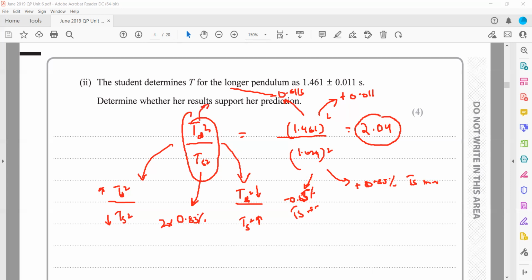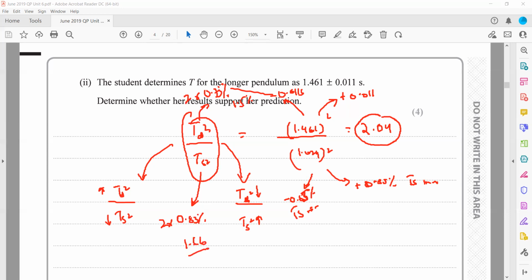And what about TD? First we should calculate the uncertainty. That is 0.011 divided by the value recorded, 1.461, into 100. So uncertainty is 0.75%. There is a 0.75% uncertainty in this value, but it should be multiplied by 2 also, because that is TD square. So the uncertainty in this one is 1.5%. And the uncertainty in the other value is 0.83 times 2, 1.66.